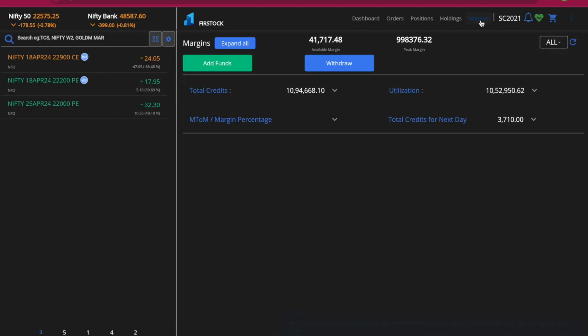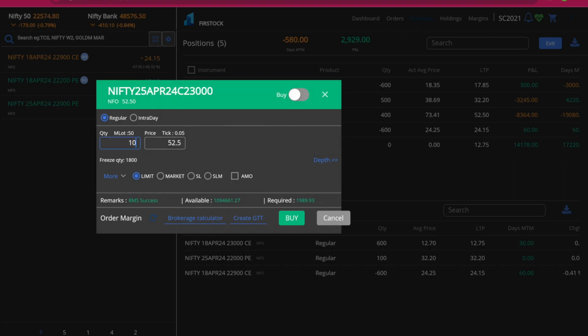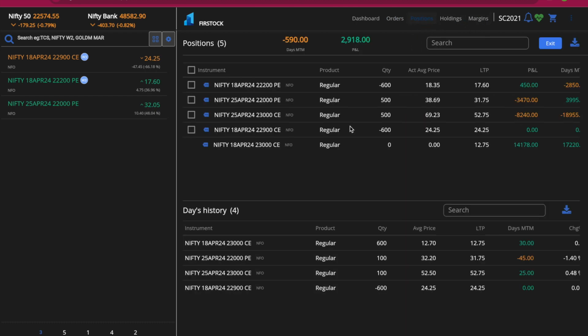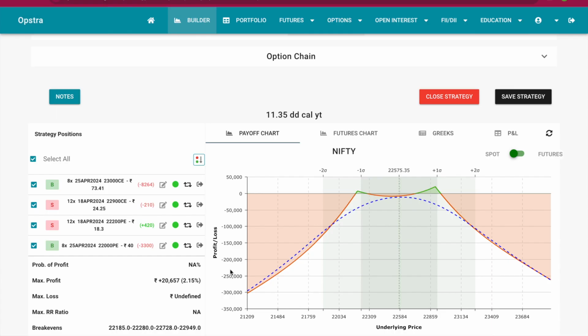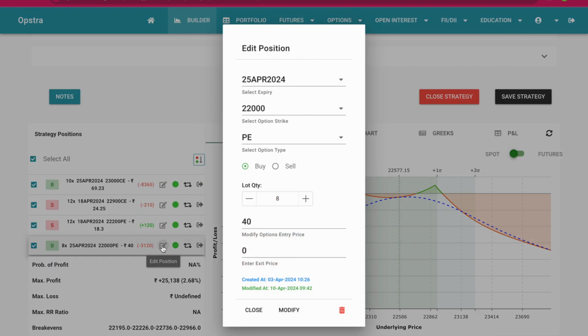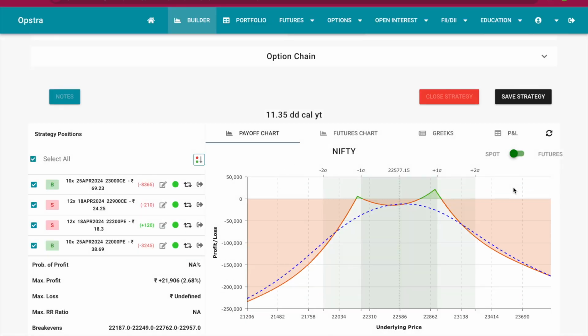We are buying this. Okay, margins, positions, and we're again buying this at 100 quantity, and we buy this. Okay, margin left is quite a lot, and 38.69 and 69.23. 69.23, and this is 38.69. Modify this, yes, strategy saved.